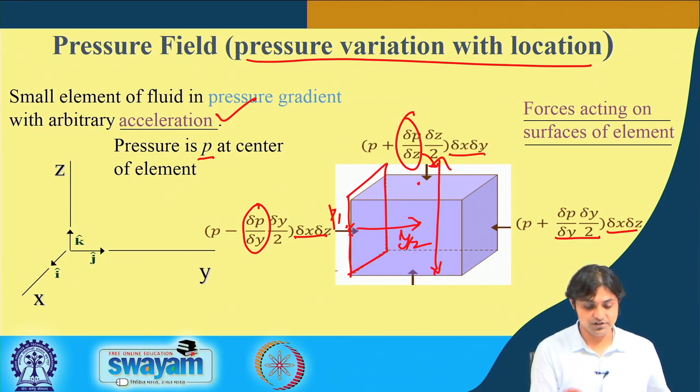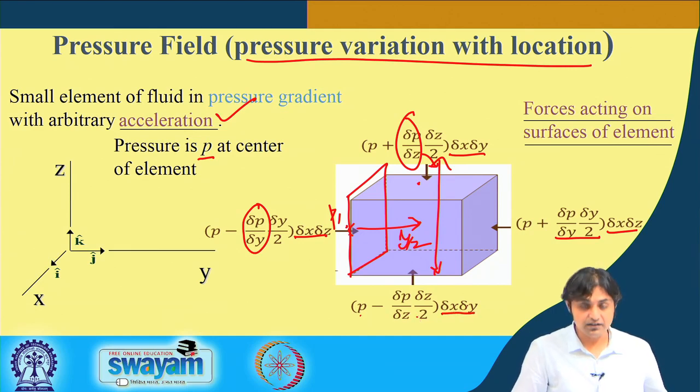This will give us a force, and similarly in this direction as well, because we have assumed that the pressure increases in the upward direction. So while going down it should decrease. It's P minus delta P by delta z into delta z by 2 multiplied by delta x into delta y. I think now you should be able to write these terms on your own.